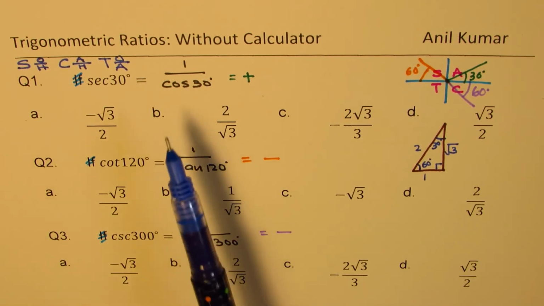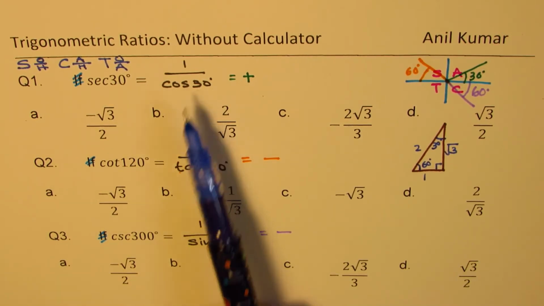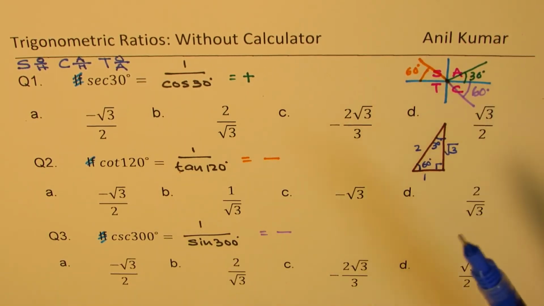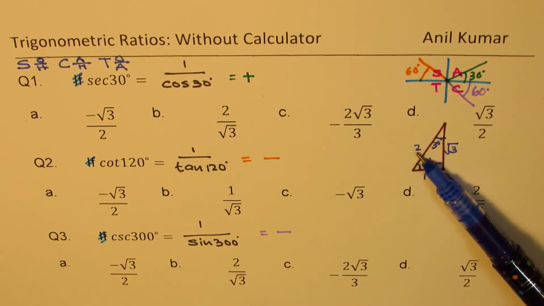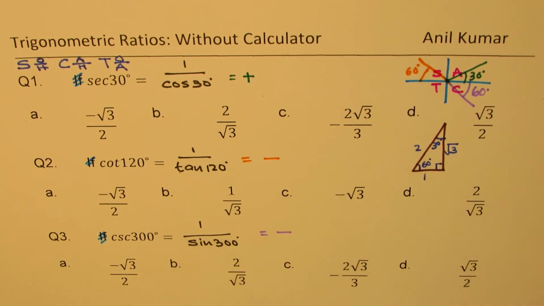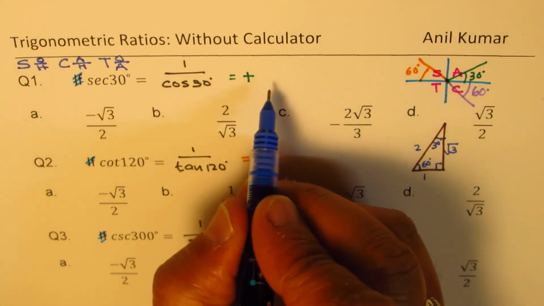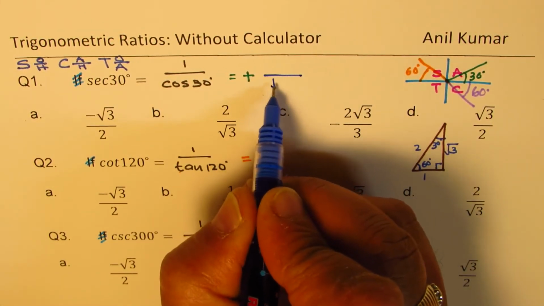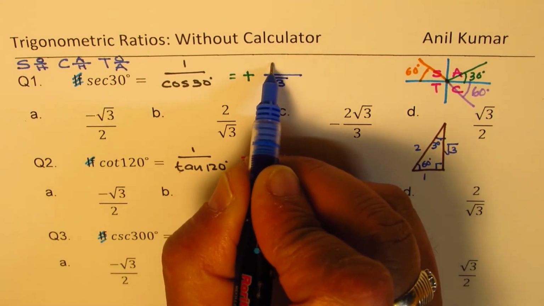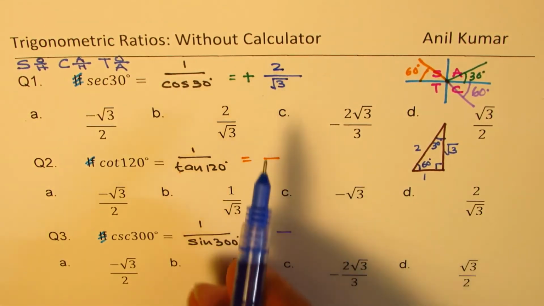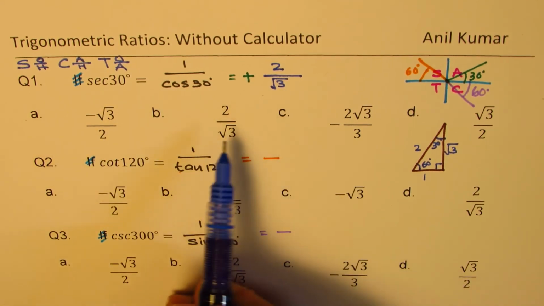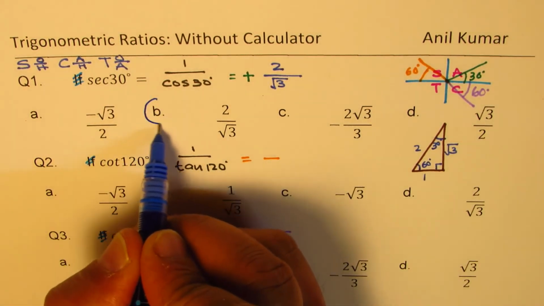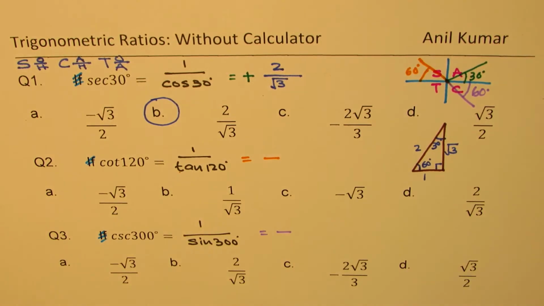So when we are saying cos of 30 degrees in the first case, we are in quadrant 1, positive answer. 30 degrees, cos is adjacent over hypotenuse, so square root 3 over 2. Since it is in the denominator, we'll write here square root 3 and then over 2. So what we get here is the value of secant 30, right? And it matches with option B for us. That becomes our answer.